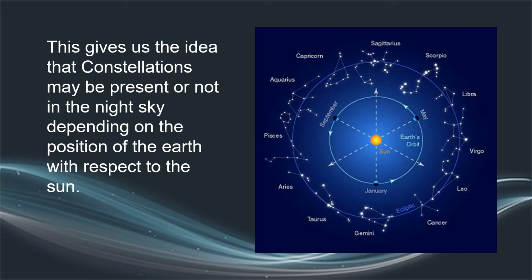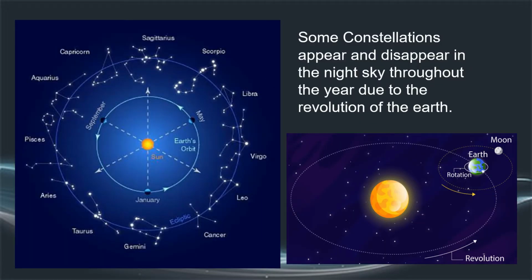If the constellation is behind the Sun during that date, and it is night on Earth, we cannot see that constellation. Some constellations appear and disappear in the night sky throughout the year due to the revolution of the Earth. So that's the reason why some patterns are not visible on that date, while some constellations or zodiac signs are visible on that date. It's because of the revolution of the Earth.